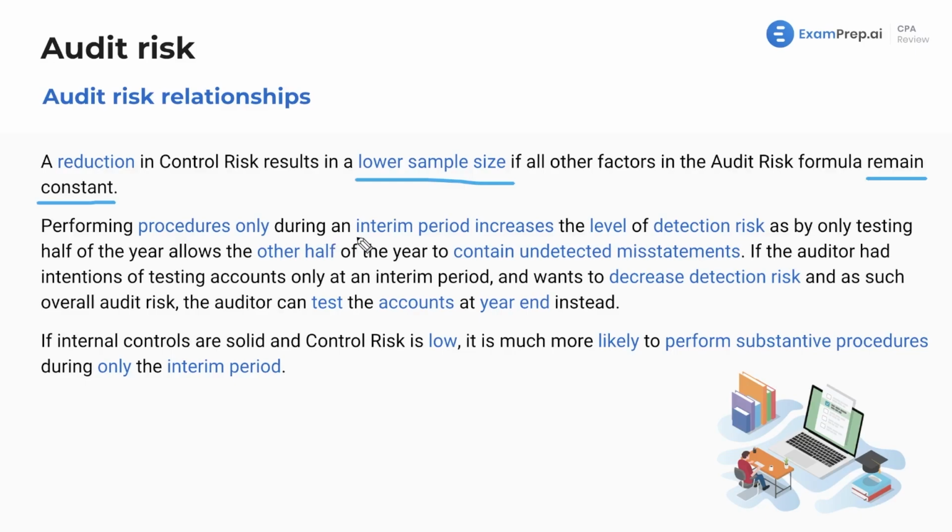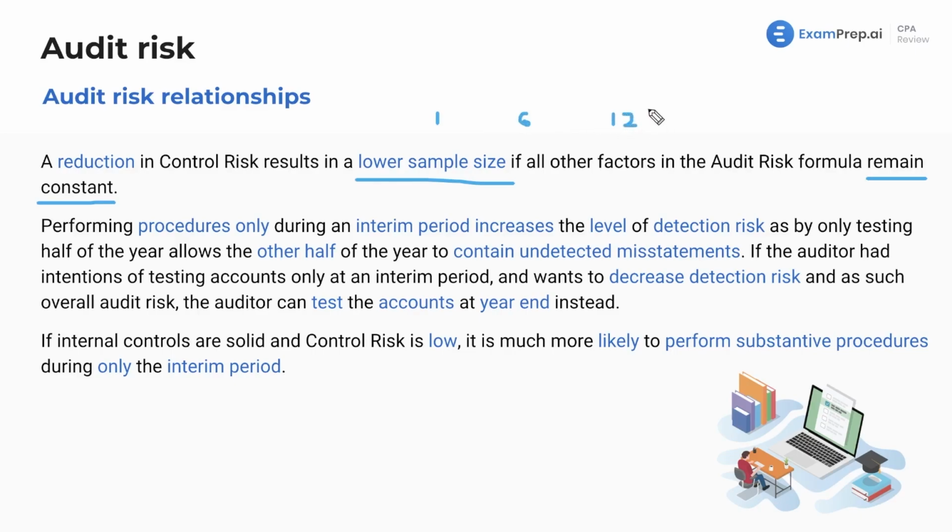The concept of interim testing is that, let's say you've got a normal fiscal year, a January to December audit. You would be doing testing in, let's say, June, and you would be testing for the first half of the year. So here's 1, here's 6 for June, and here's 12 for the end of the year.